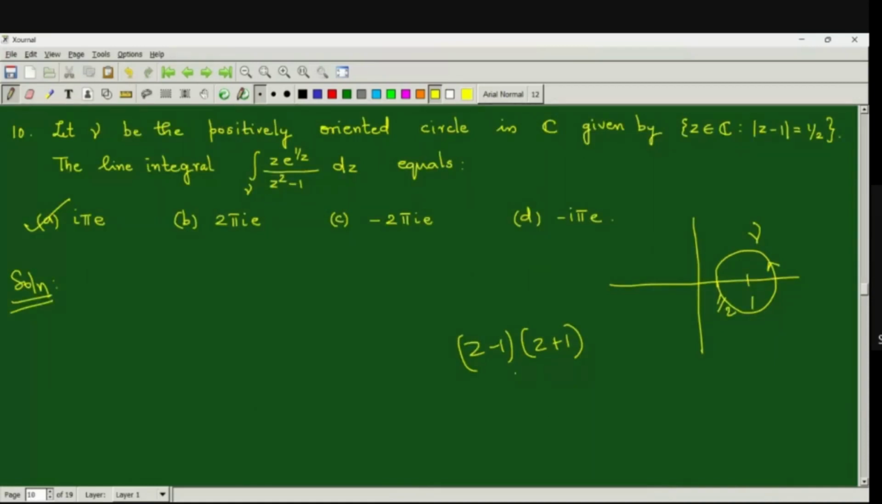Now, what is the zero? The only zero inside that circle is 1. So this is going to be the singular part. The other thing is z e power 1 by z by (z plus 1). Now put z equal to 1 in this thing, and that is e by 2, into 2 pi i. So the answer is e pi i. That's all.